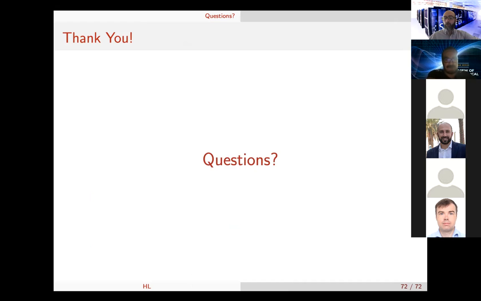So we have a question by Marcin. Is there a risk of introducing non-determinism by using DAG-based runtimes? Can you repeat again? Okay. Is there a risk of introducing non-determinism by using DAG-based runtimes?